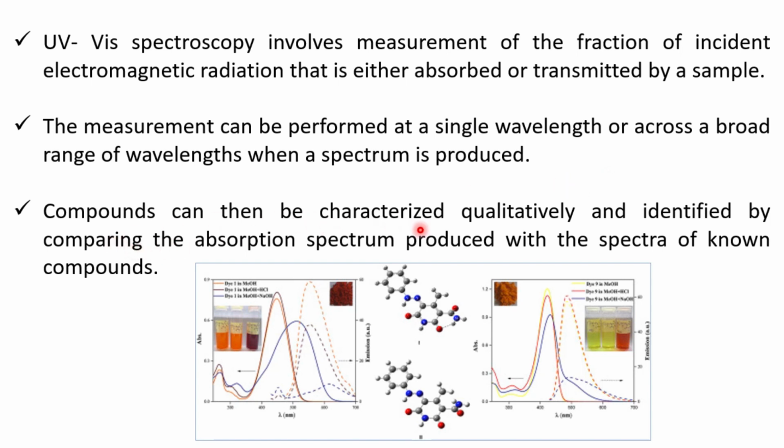Now the compound can be characterized qualitatively and identified by comparing the absorption spectrum produced with the spectra of known compounds. So assuming it's an unknown compound, you want to run the UV-Vis to identify it. Then another approach is to run your sample over a broad wavelength, and wherever the sample absorbs, you can make a comparison with known compounds that absorb in that same region. Then you can make your comparison by that to identify your unknown compound.